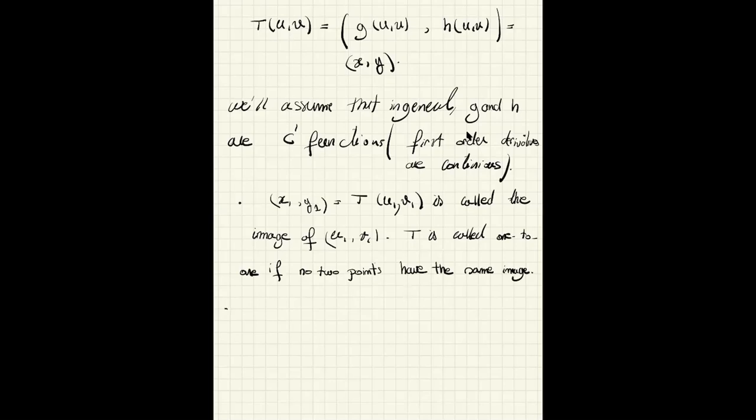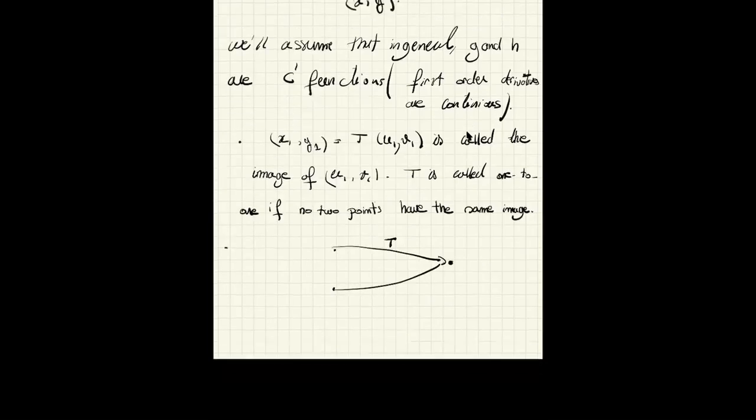Is everyone following? Whenever I have a one-to-one transformation, one-to-one means that you cannot have two points giving you the same point. When you apply T, it's not going to give you the same point. That is bad.